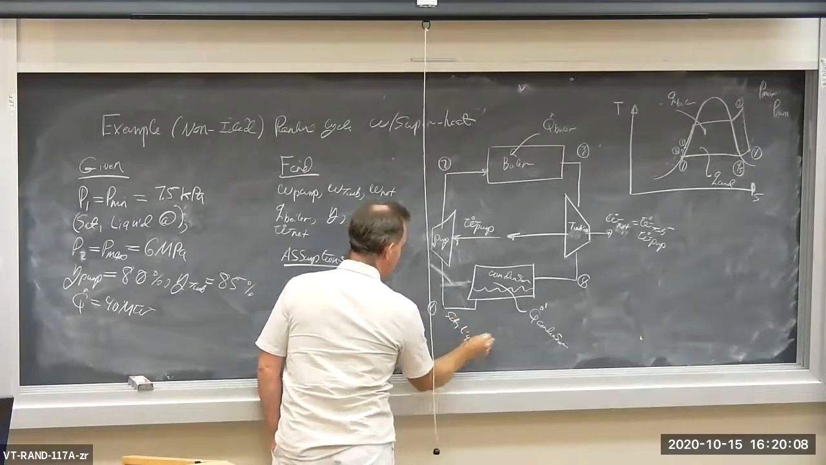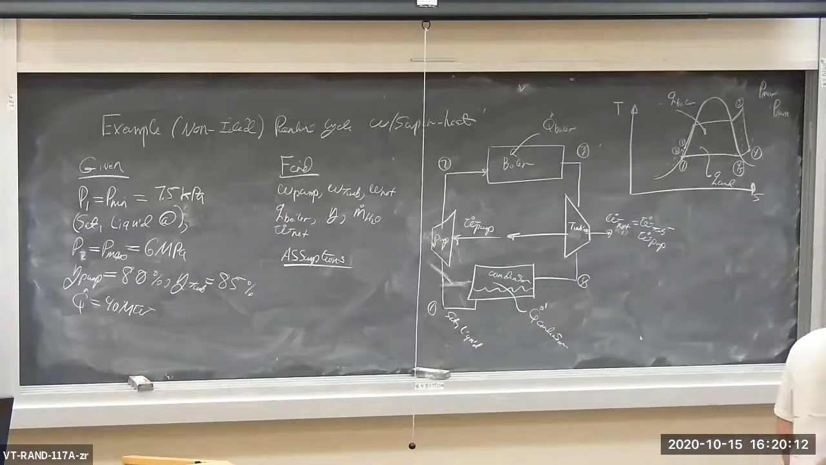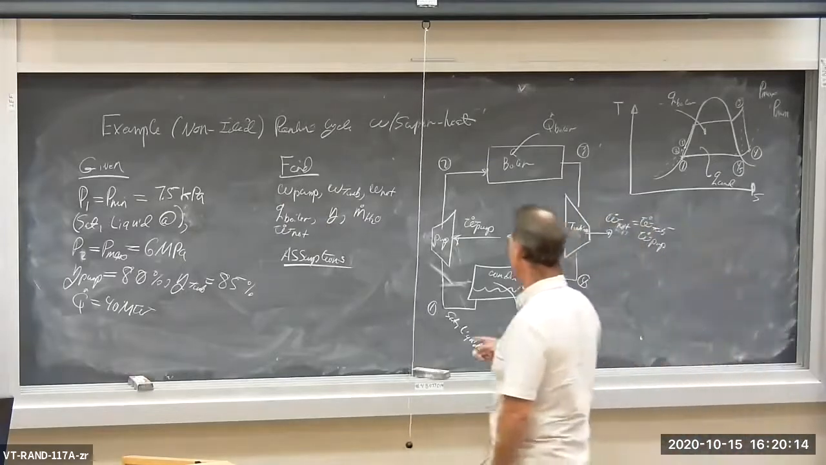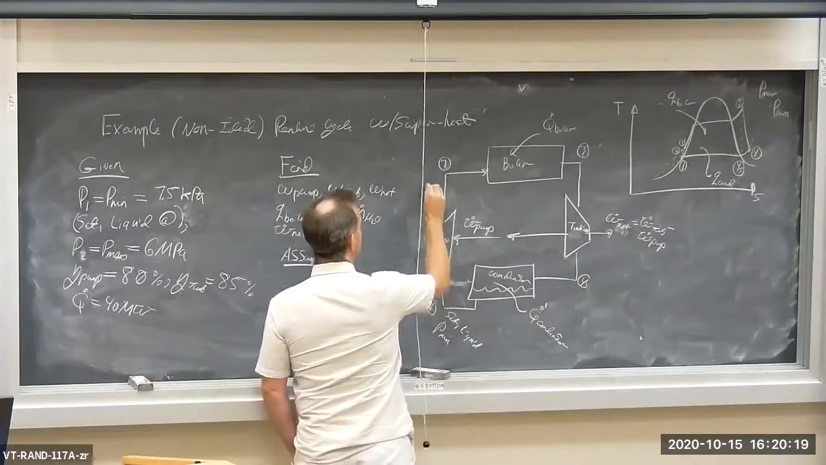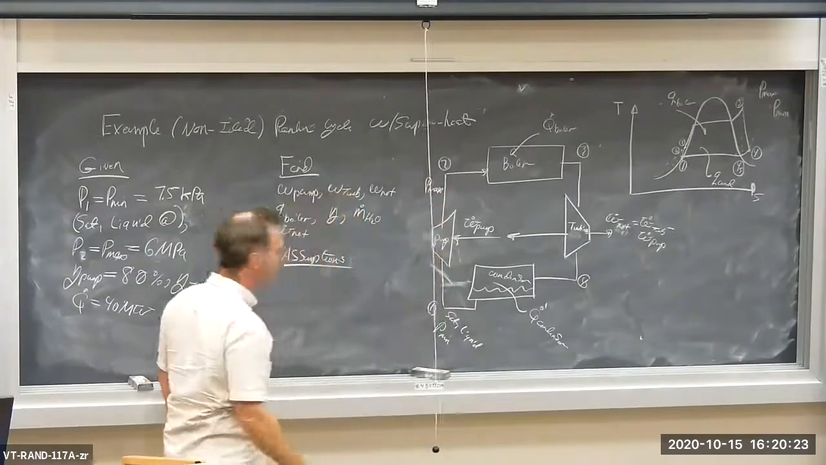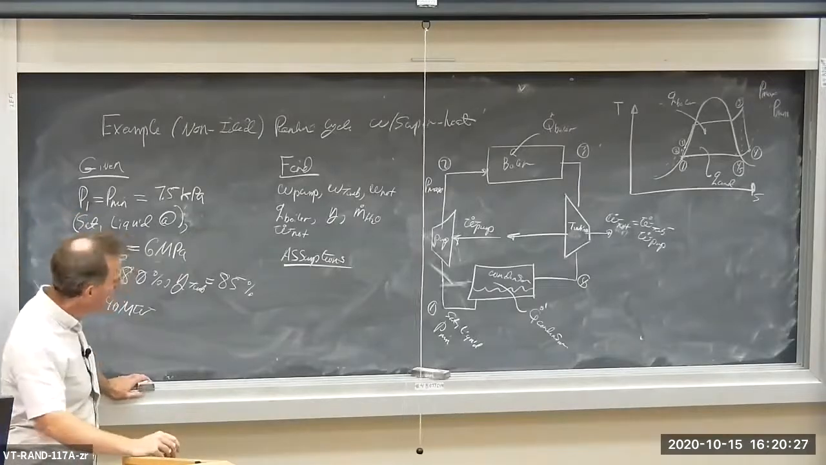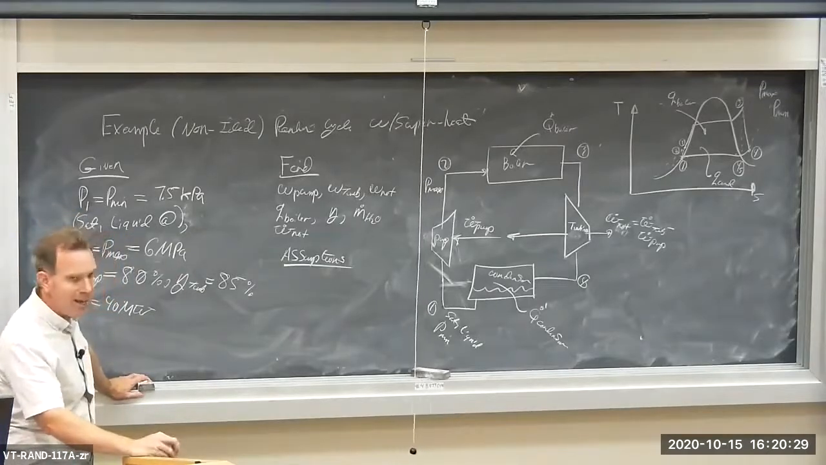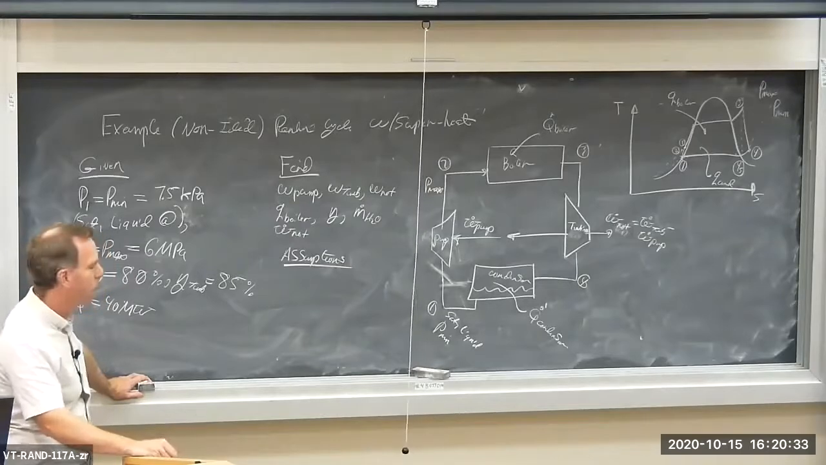liquid. We have some pump work going from P min to P max. So we start off at a P min, and we go up to a P max, which is P2, due to the pump work. And then we add heat in the boiler, extract energy in the turbine, expand the superheated steam, and then condense back to a saturated liquid in the condenser.